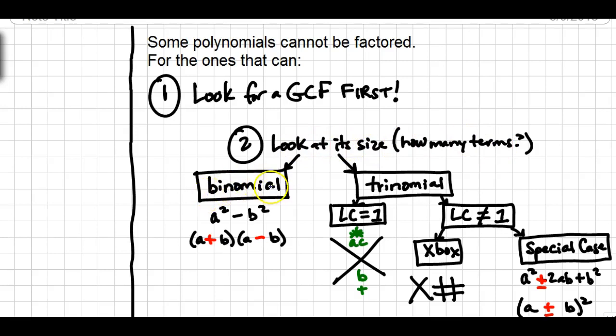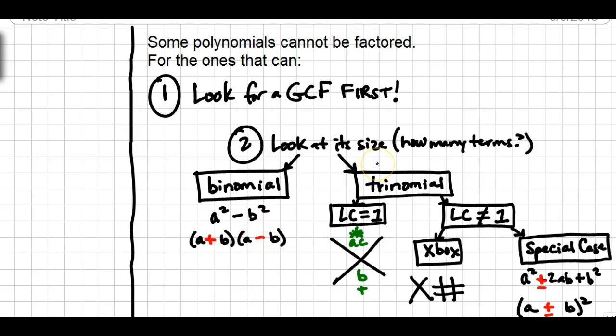If it's a binomial, then you want to check and see if it's a difference of squares problem. Difference of squares problems will be binomials with a minus in between the two terms, and you'll be able to take the square root of both terms and come up with some kind of an answer to factor it. When you do factor it, you'll end up with the square root of the first term at the beginning of each binomial, the square root of the second term at the end of each binomial, and then you'll do one binomial with a plus and one binomial with a minus.